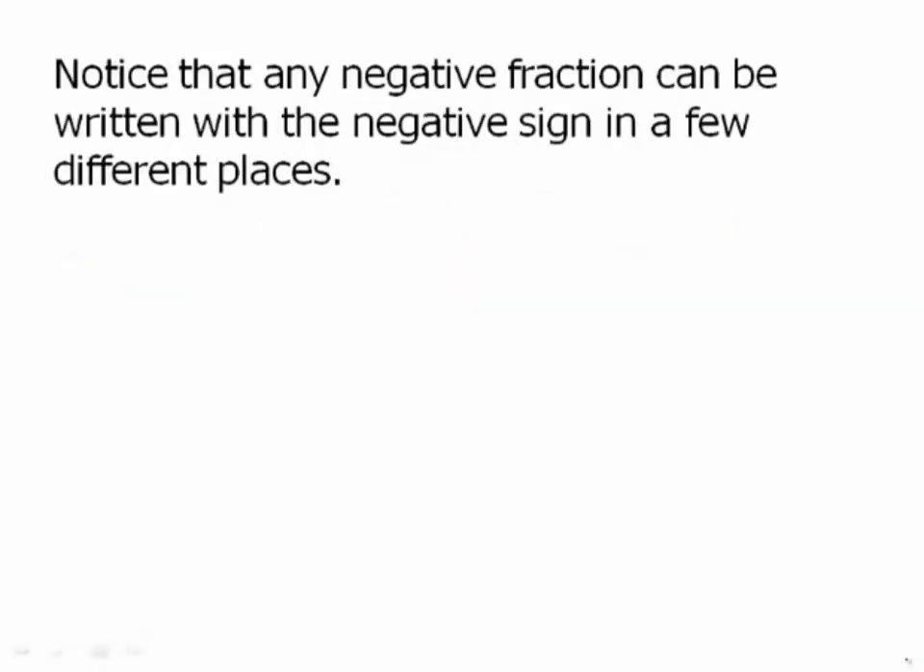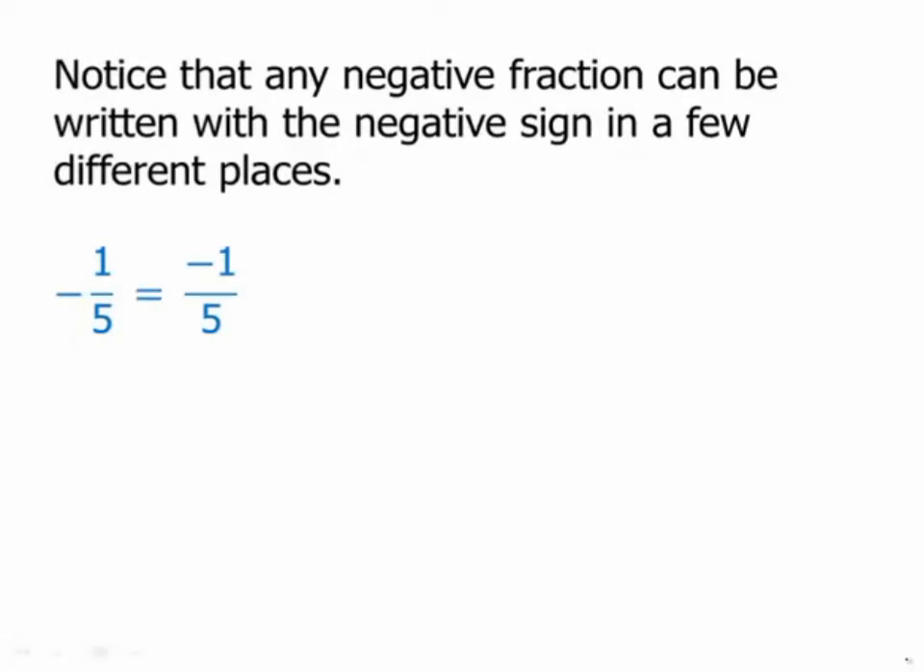Notice that any negative fraction can be written with the negative sign in a few different places. For example, we could have the negative sign out in front of the fraction, negative 1/5. We could also write the negative in front of the 1, so negative 1 divided by 5. We could also write 1 divided by negative 5. So all three of those are perfectly equivalent and interchangeable. And we could switch back and forth freely between them.